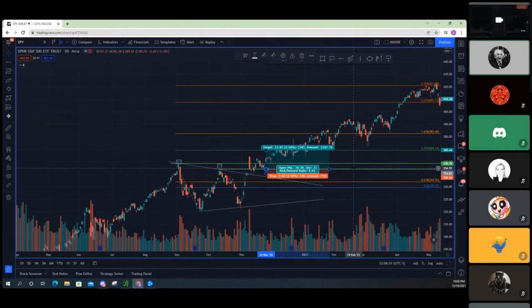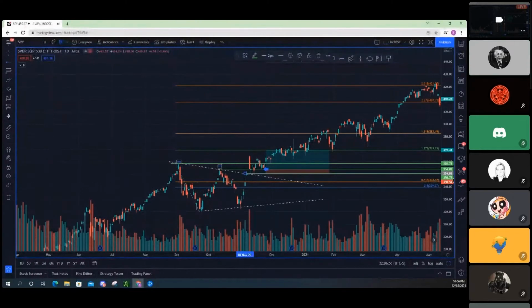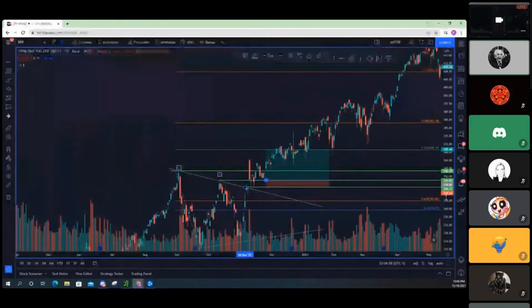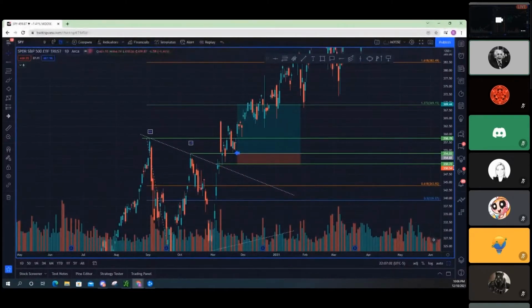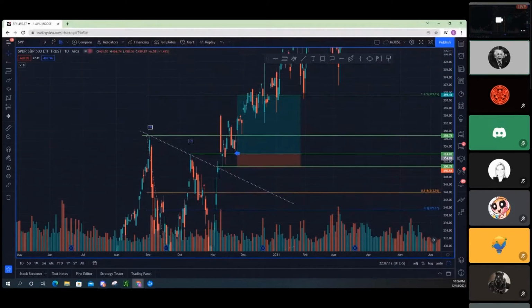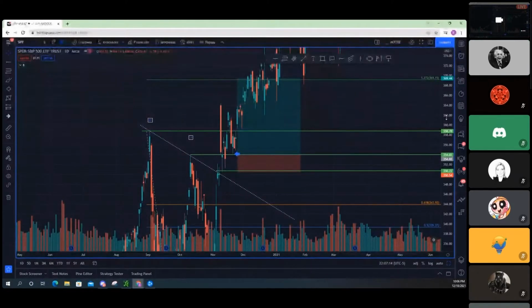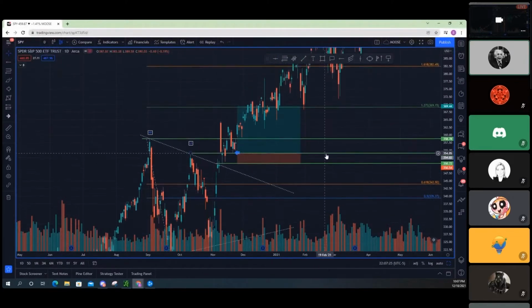If I entered at 352 and my stop loss is right here, between 354.02, this line right here, and 349.32, what's the difference there? $4.70. Yeah, $4.70.